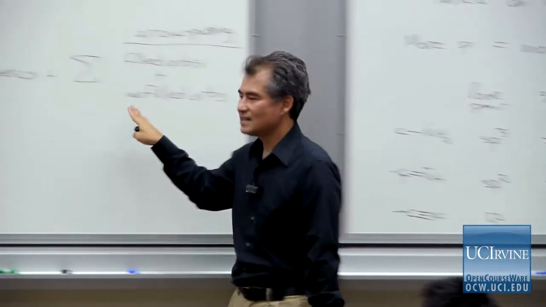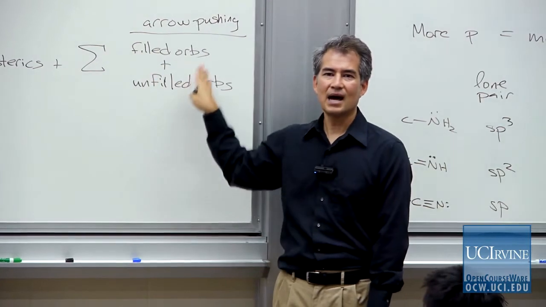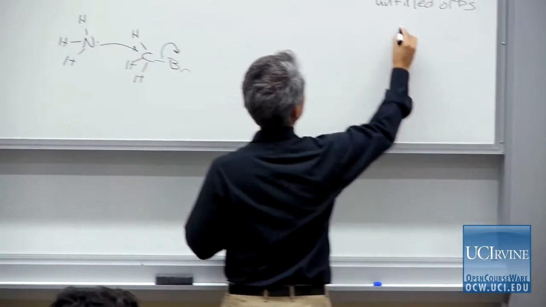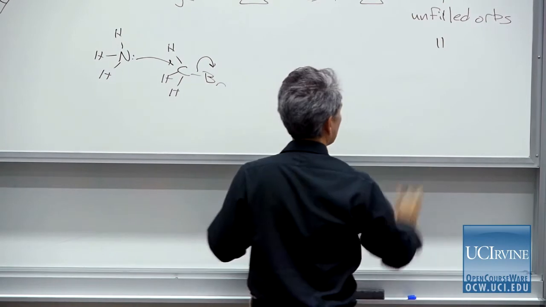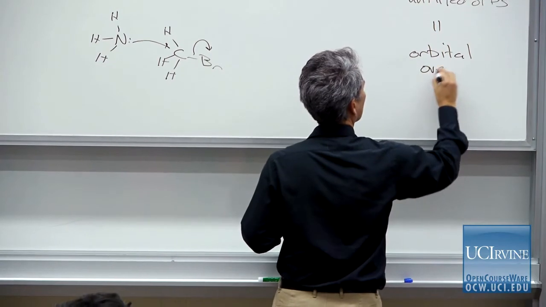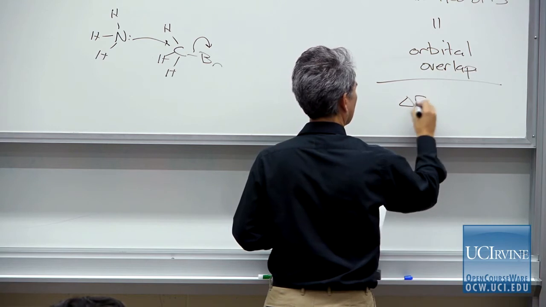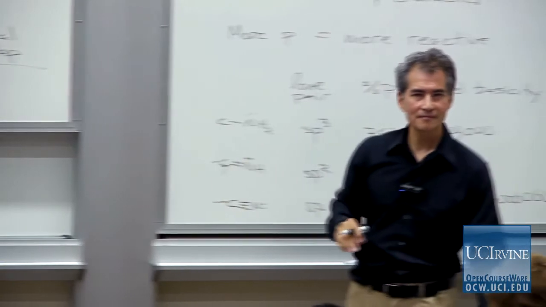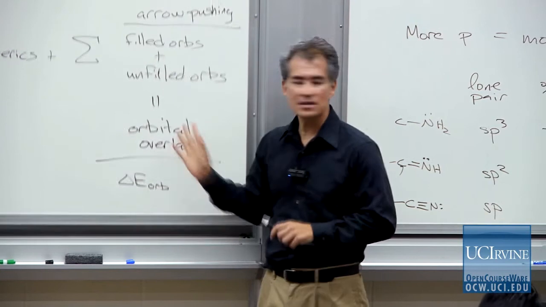Now I want to get down to the nitty-gritty of this equation, because I didn't tell you the form of this equation. And now I'm going to have to give you an equation that may look sort of complex, but it's not too complex. That's the equation. This is the equation that underlies arrow pushing. What does this equation tell you?